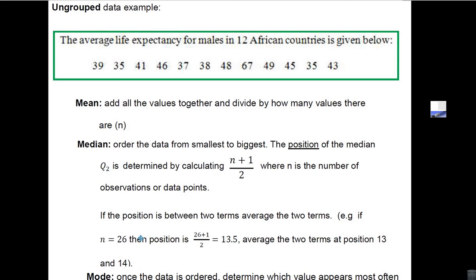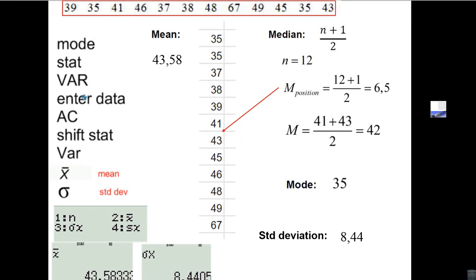Okay, this is the second video for this basic statistics. We're going to look at ungrouped data and grouped data and focus on the median and the mode of both grouped and ungrouped. Here's some ungrouped data. We've got 12 different African countries with 12 different life expectancies. And that's what we worked on last time.